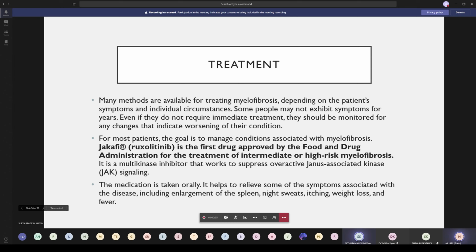For most of the patients, they suggest Jakafi, which is the first drug approved by the Food and Drug Administration for the treatment of intermediate or high-risk myelofibrosis. It is a multikinase inhibitor that works to suppress overactive Janus-associated kinase JAK signaling. It is taken orally. This disease has symptoms like enlargement of the spleen, night sweats, itching, weight loss, fever.